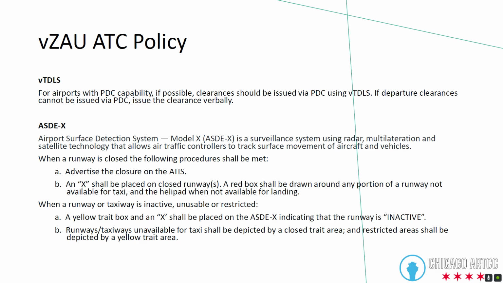When a runway is closed, the following procedures shall be met. Advertise the closure on the ATIS. An X shall be placed on the closed runway, a red box drawn around any portion of runway not available for taxi. When a runway or taxiway is inactive, unusable, or restricted, a yellow trait box and an X shall be placed on the ASD indicating the runway is inactive.